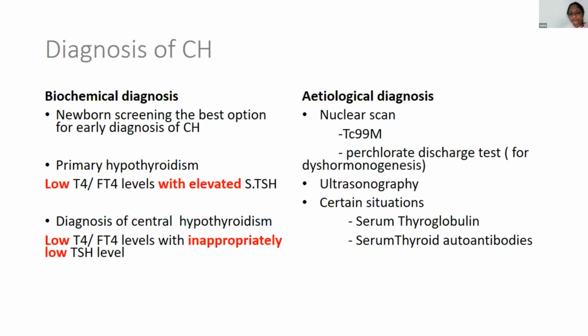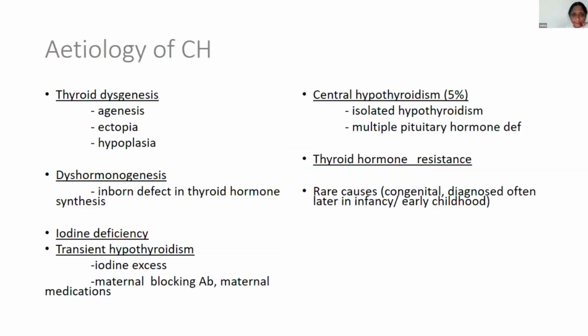And for an etiological diagnosis of congenital hypothyroidism, nuclear scan, iodine-123 scans are the best, but they're not available. So based on availability, technetium-99 scan can actually delineate the thyroid gland well. In cases of dyshormonogenesis, perchlorate discharge tests may be done, but not often done these days. Ultrasonography is a good complementary modality of investigation. We have a slide on that. And in certain situations, serum thyroglobulin or thyroid autoantibodies.